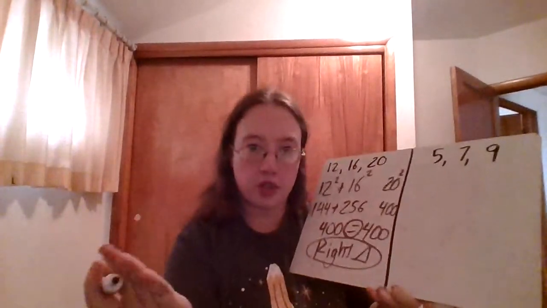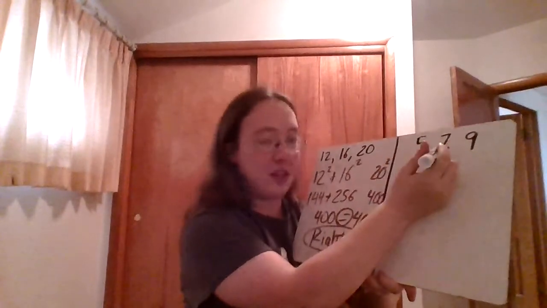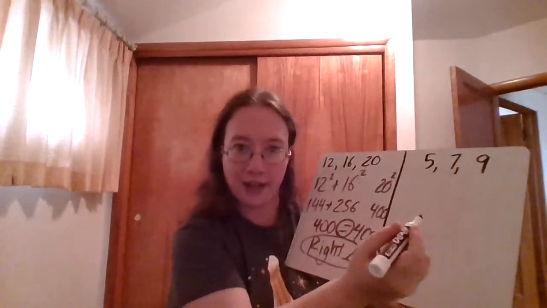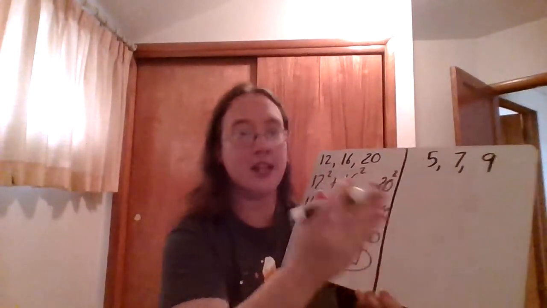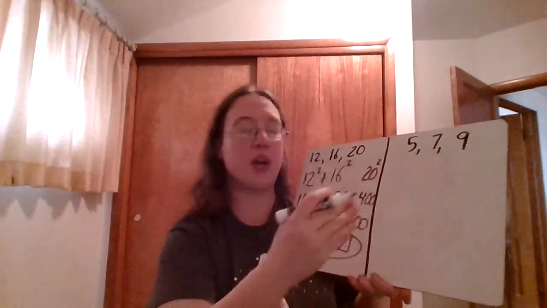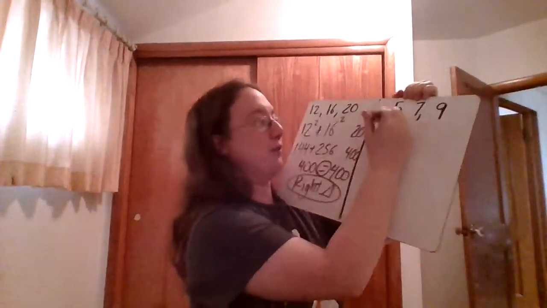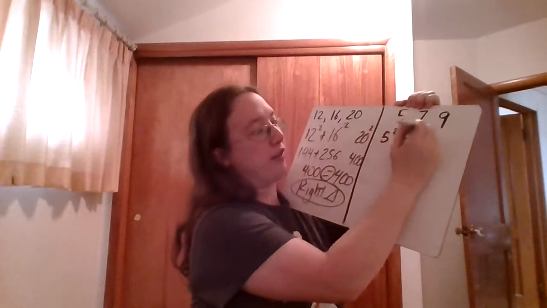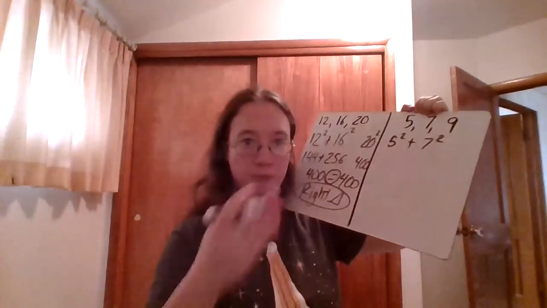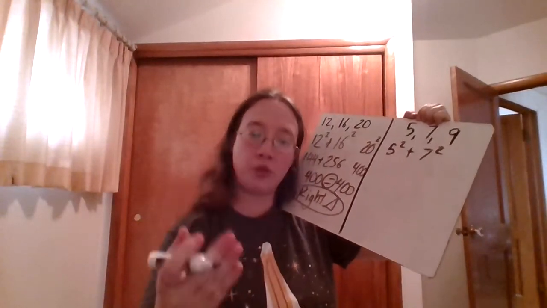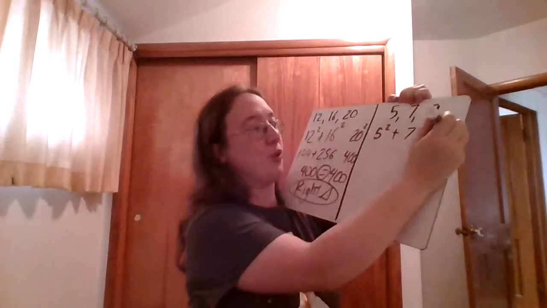So we're just going to double check that first. Make sure, okay, 5 plus 7 is 12. 12 is bigger than 9. This is a triangle. We're good. Now we're going to figure out what kind of triangle it is. So I'm going to go and plug in 5 squared plus 7 squared. And I want to know, is it bigger than 9 squared? Is it equal to 9 squared? Or is it less than 9 squared?